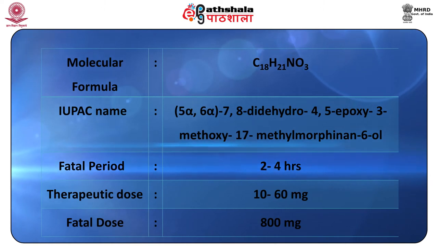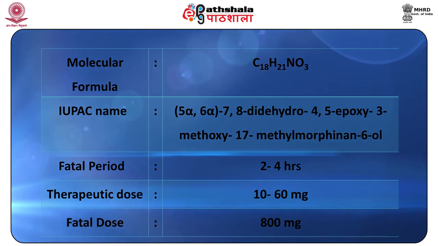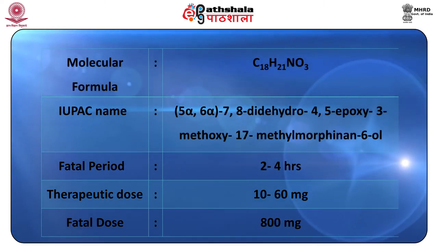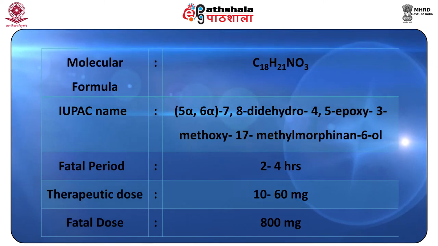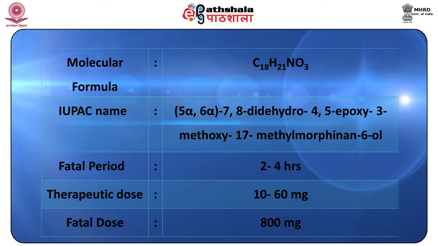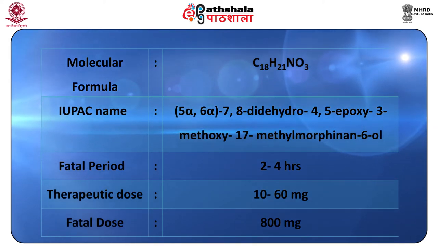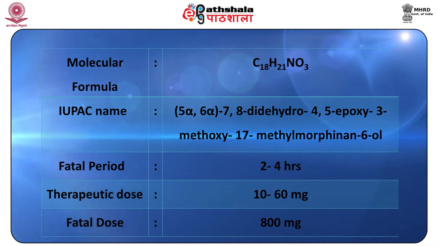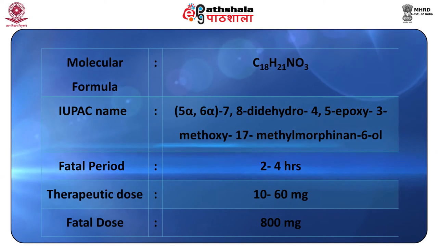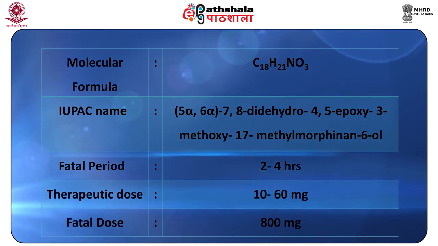The molecular formula of codeine is C18H21NO3. The IUPAC name is 7,8-didehydro-4,5-epoxy-3-methoxy-17-methylmorphinan-6-ol. Its fatal period is 2 to 4 hours and the therapeutic dose is 10 to 60 mg. The fatal dose is 800 mg.